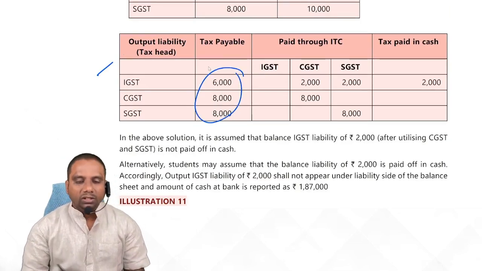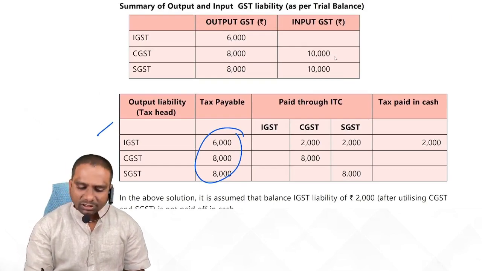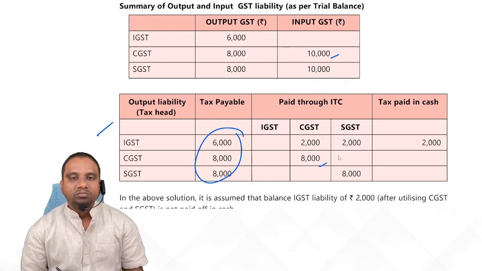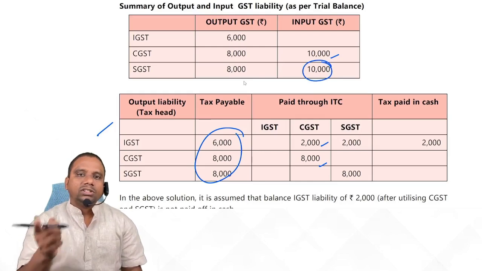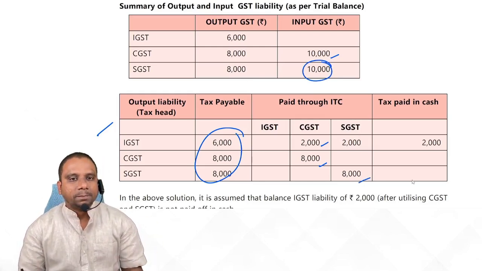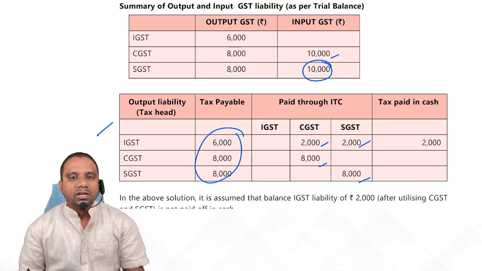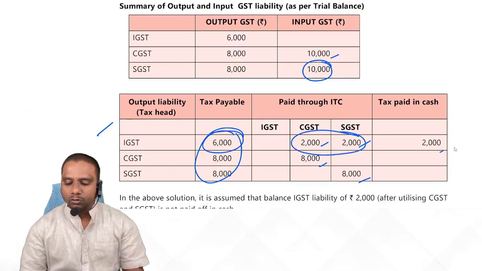See, this is output liability. Whereas input CGST we have 10,000 now. Out of 10,000, first adjust 8,000 rupees. How much remaining amount we have? 2,000. That can be adjusted against IGST. Next, SGST we have 10,000. How much output SGST we have? 8,000. First adjust against this. Remaining we have 2,000. That can be adjusted against IGST. So total IGST payable 6,000. Adjusted 4,000. Remaining 2,000 payable.